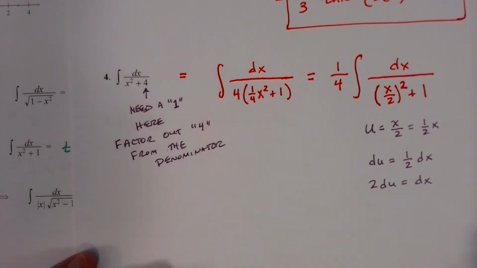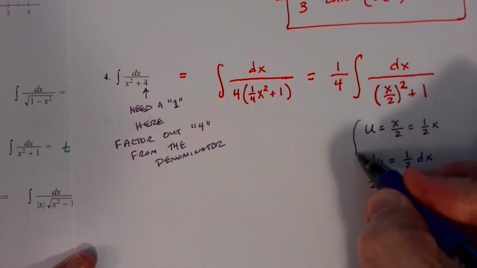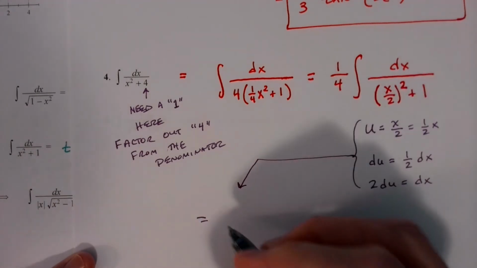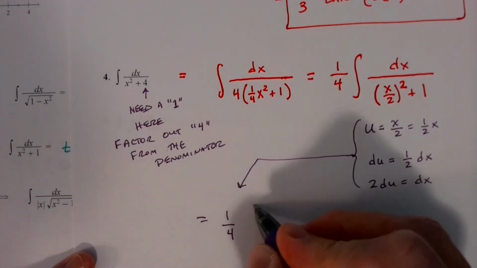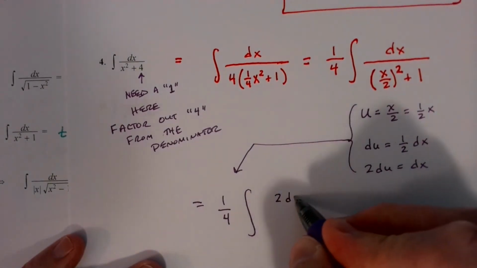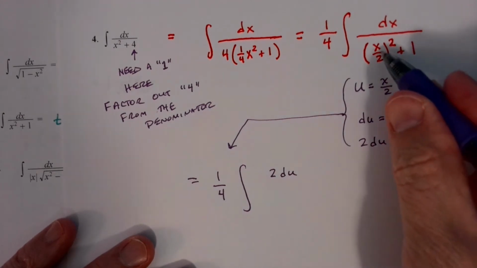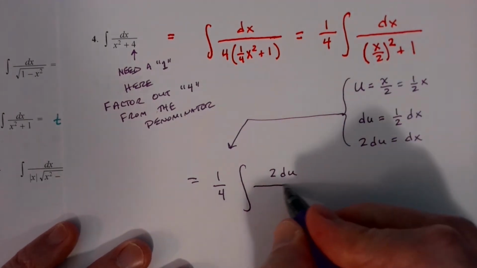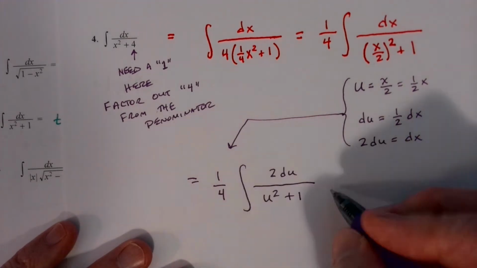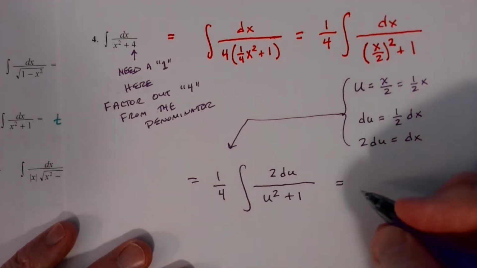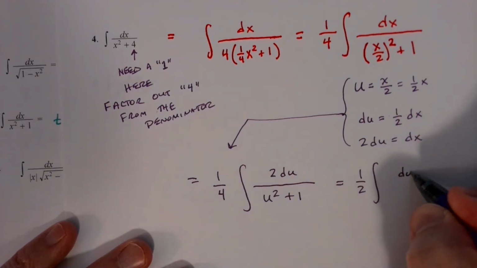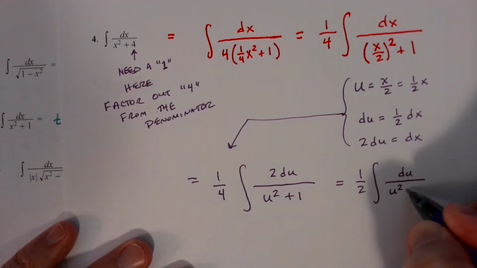And with that transformation, my integral becomes what? I've got this 1/4. Don't forget the 1/4 in front of the integral. What's my dx? My dx is 2 du. I'm just going to write that up there. And then I have x over 2, which is u, squared plus 1. Pull this 2 out, right? And the 2 comes out as 2/4. This is 1/2 the integral of du over u squared plus 1.